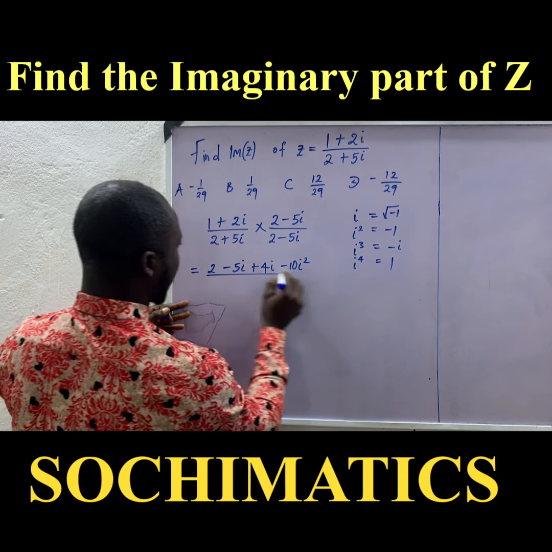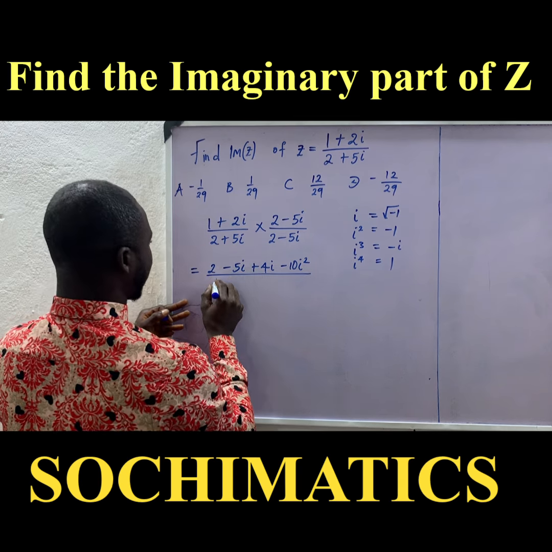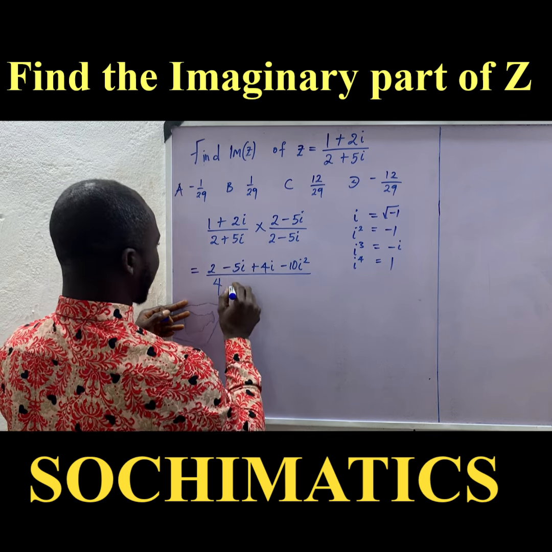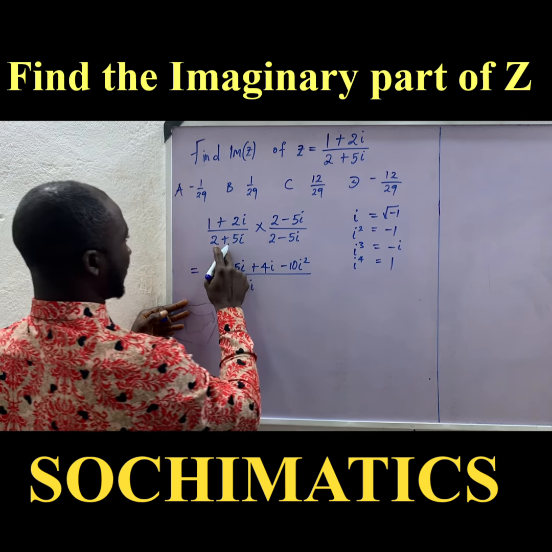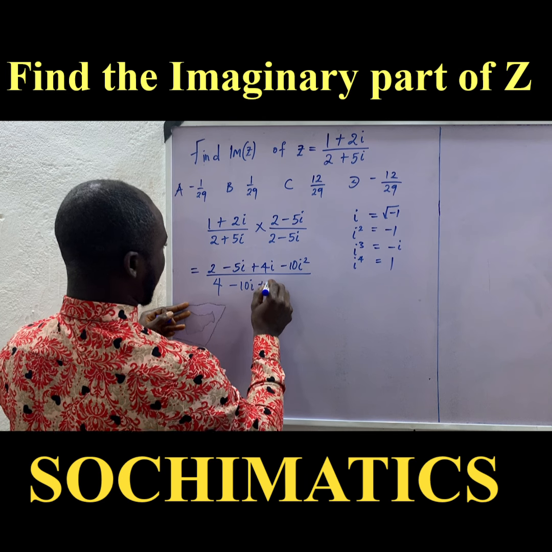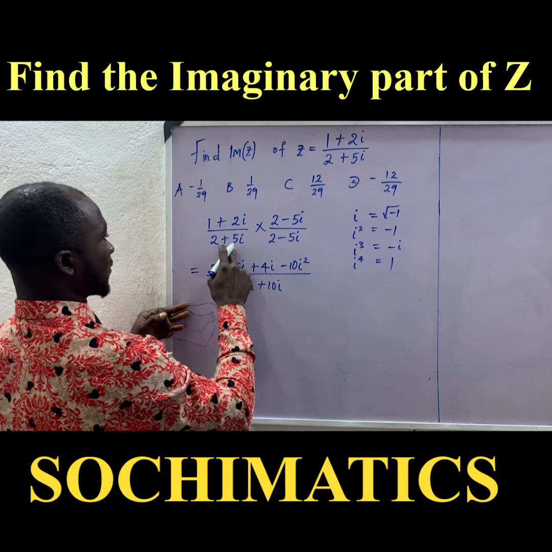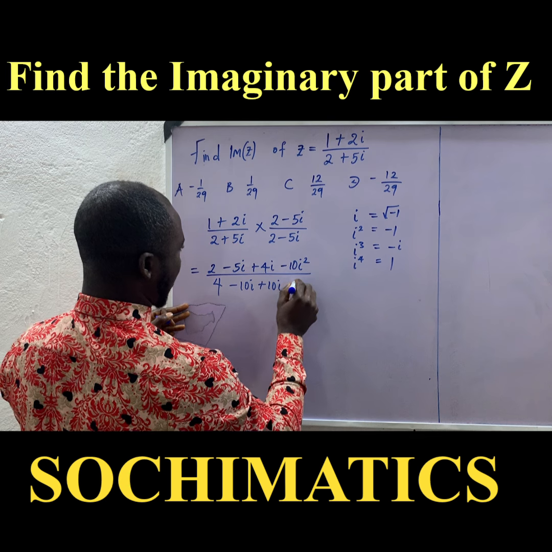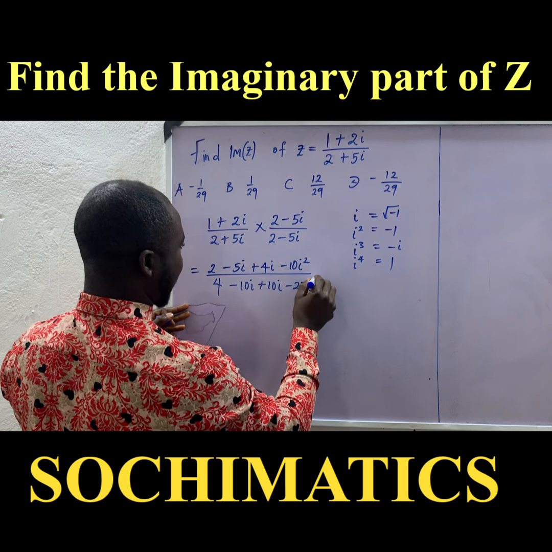Now, divided by 2 times 2 is 4. Then 2 times minus 5i is minus 10i. Then plus 5i times 2 is plus 10i. Then plus 5i times minus 5i is minus 25i squared.